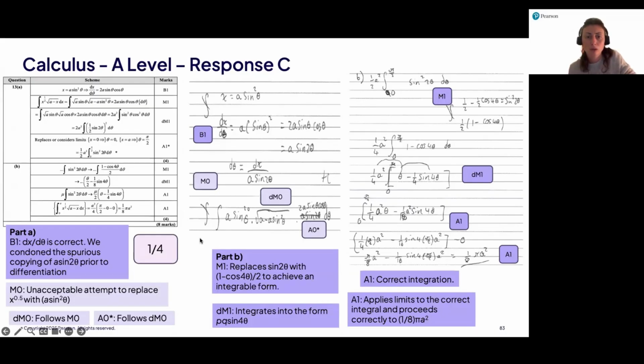This student got 1 out of 4 for part A and then 4 out of 4 for part B. Wow. So there you go. There's an example of someone persevering in the second part of the question. I think that's really impressive.